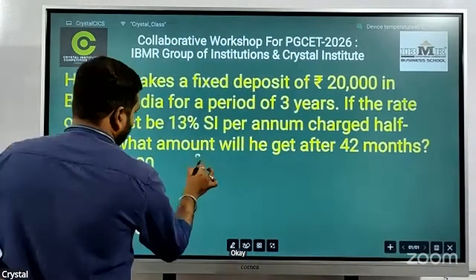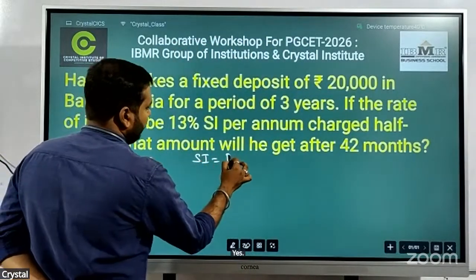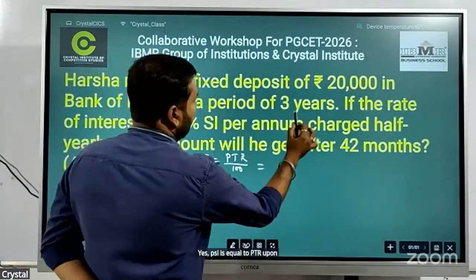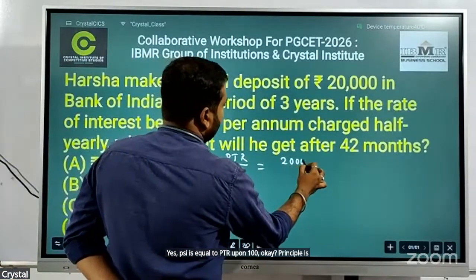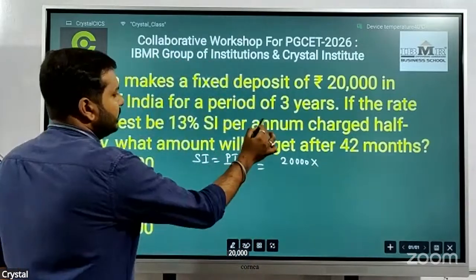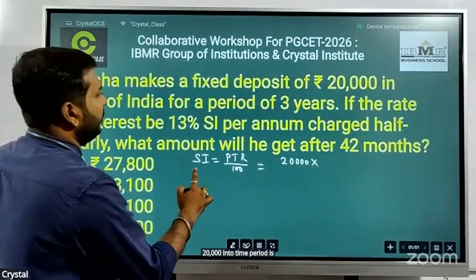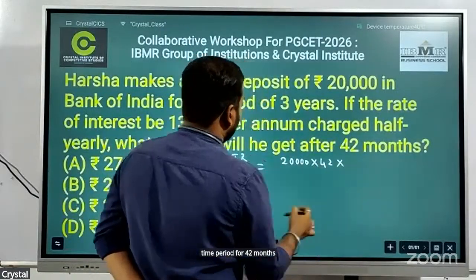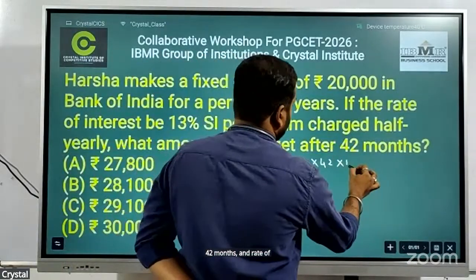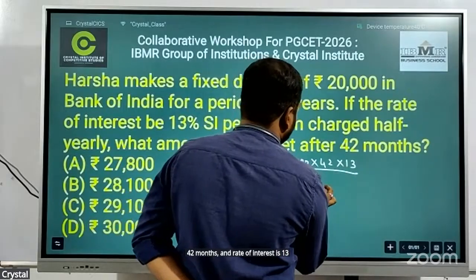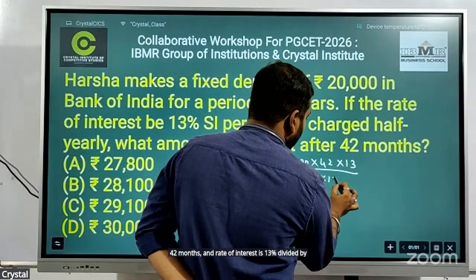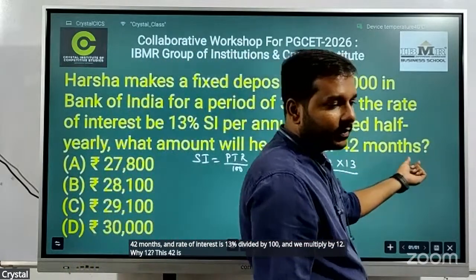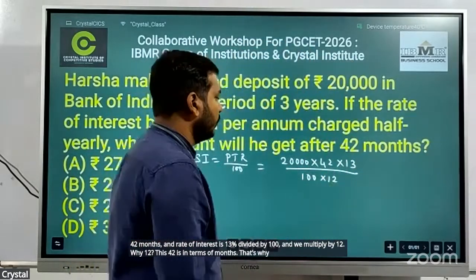Okay. SI is equal to PTR upon 100. Principal is 20,000, into time period, which is 42 months, and rate of interest is 13% divided by 100, and we multiply by 12. Why 12? This 42 is in terms of months. That's why we divide by 12.